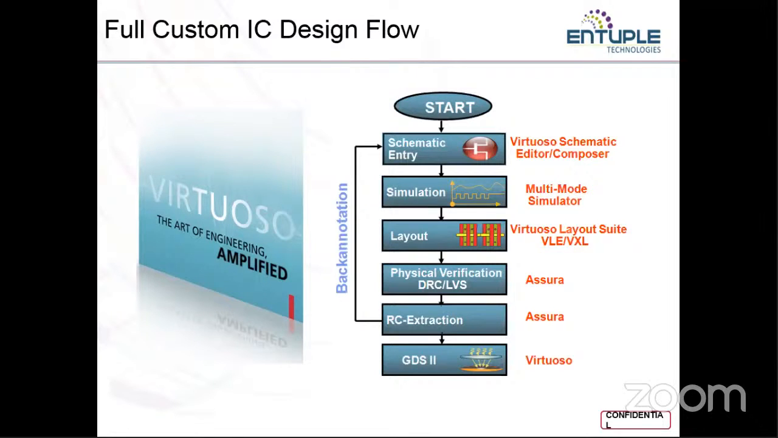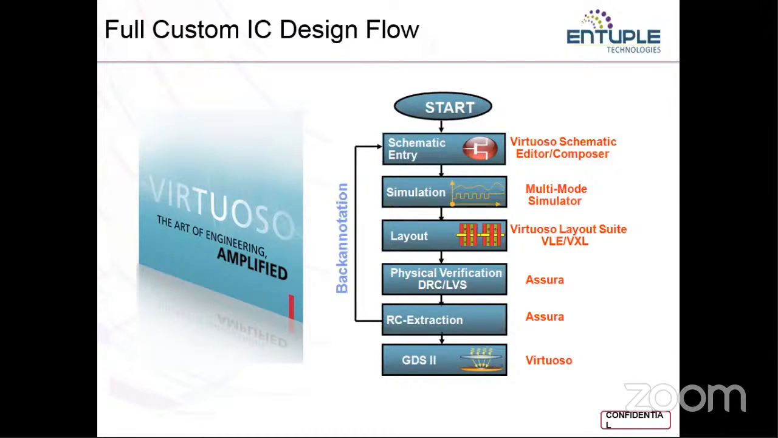For schematic entry, we have a tool which is a schematic editor. For simulation, we have Spectre. For layout, we have Virtuoso Layout Editor. For physical verification, we have Ashura or PVS. Ashura is for higher technology nodes, anything above 45 nanometers. Anything that is 45 nanometers or less, we go for PVS.